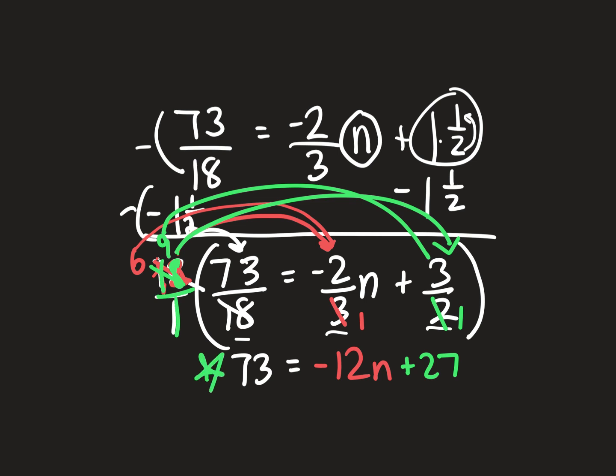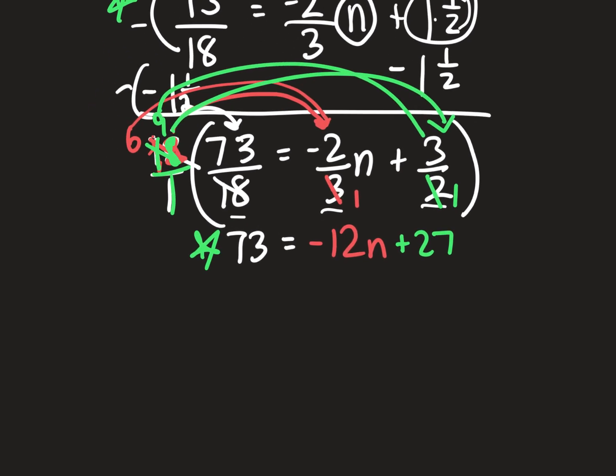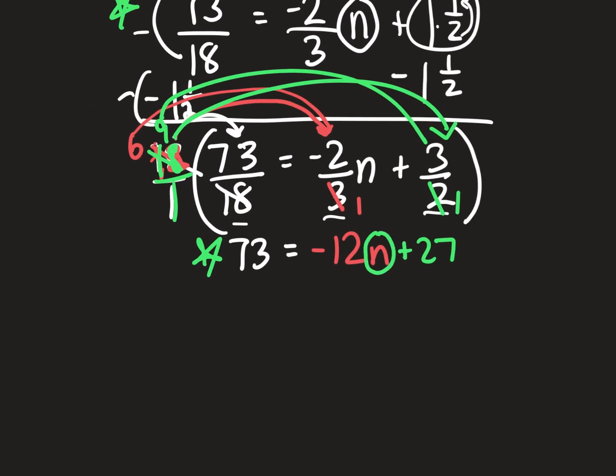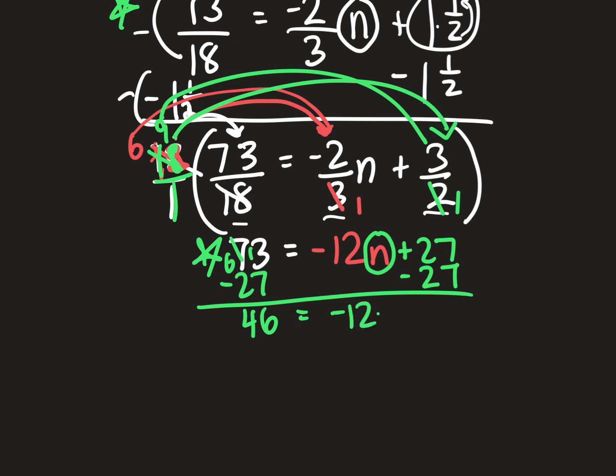So this looks a lot less intimidating to me than this. So now we have a two-step equation where we want to isolate the variable n. The way we do that is by getting rid of the constant first, in this case minus 27. And when we subtract 27, we get 46 is equal to negative 12n. To isolate the variable n, we're going to divide by negative 12.